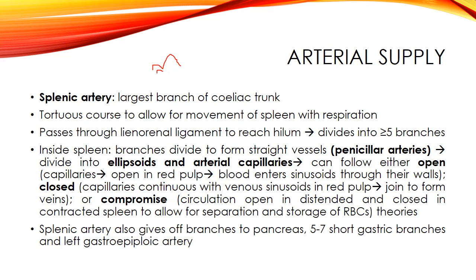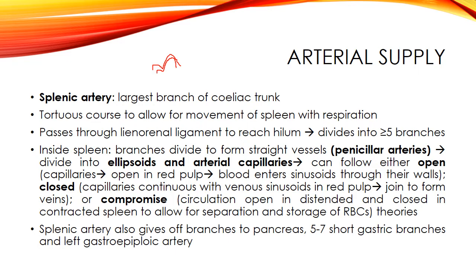Why does it follow a tortuous course? Because the spleen can move with respiration. When we take a deep breath, when we inspire, the spleen actually moves downwards. So because of the movements of the spleen with respiration, if we have a straight artery, it would cause a pull on that vascular structure. So this is why the splenic artery has a tortuous course, to allow for the movement of the spleen with respiration.